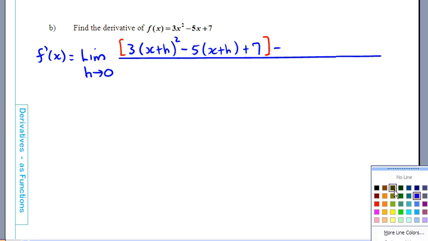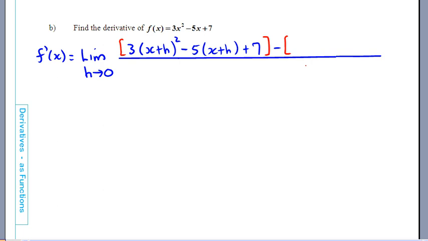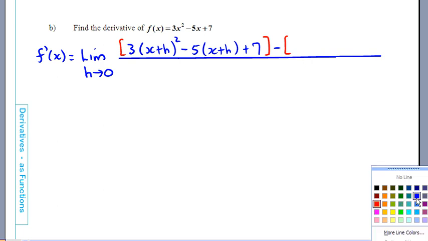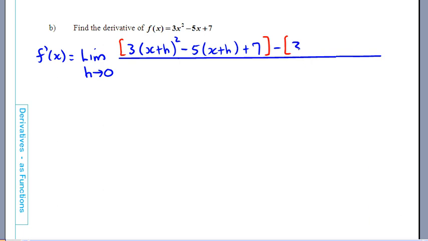Subtract. Now, let's just put in x, this non-committal location of x. We'll have 3x squared minus 5x plus 7, all sitting on top of h. Okay, well, let's go ahead and FOIL that all out, and we'll see what we're staring at.